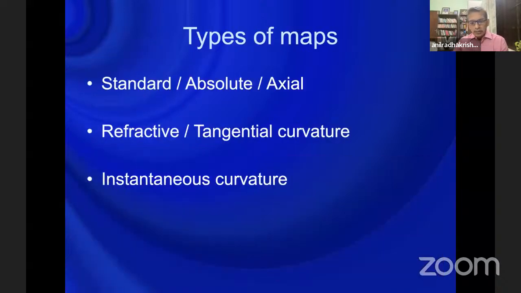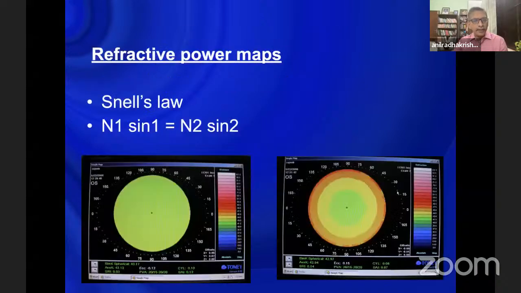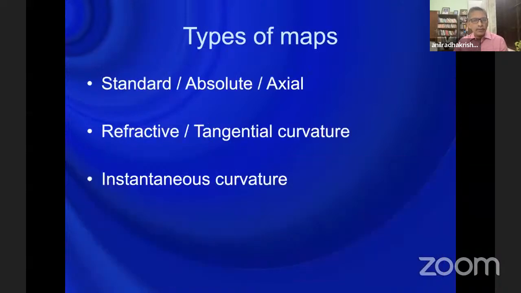So in the interest of time, and I think I want to keep this discussion more basic now, that's why I'm not going into many details of that. But you should understand that if you factor in that also, you get this refractive curvature map in which you apply the Snell's law also. Then there is something called the instantaneous curvature map also, which I'll come into.